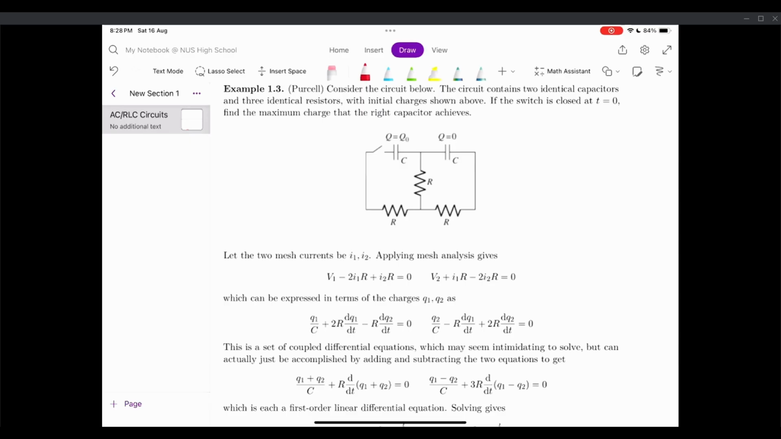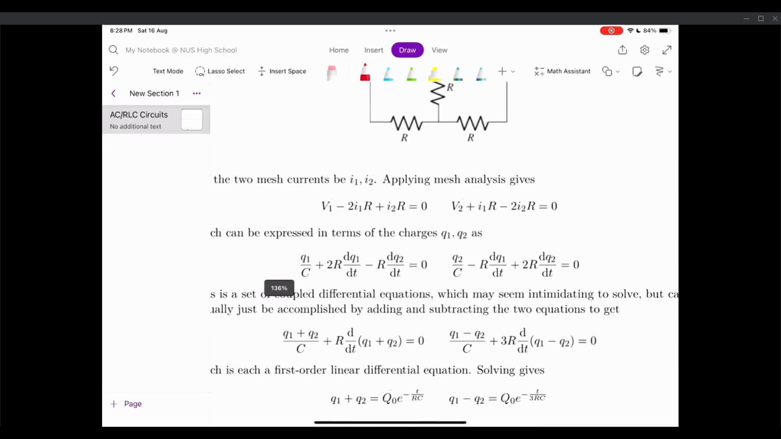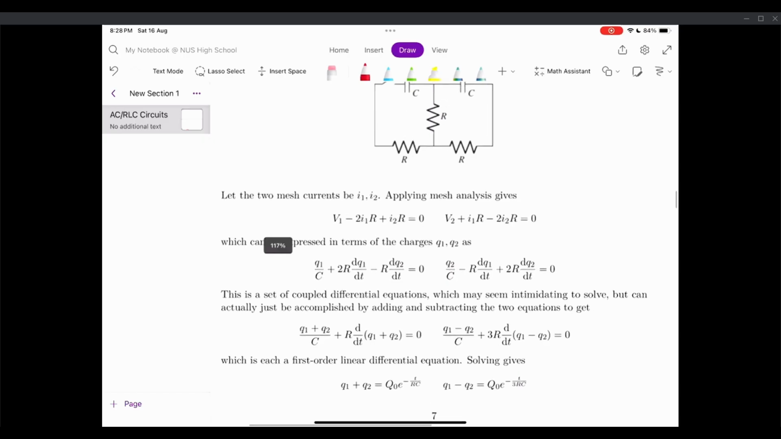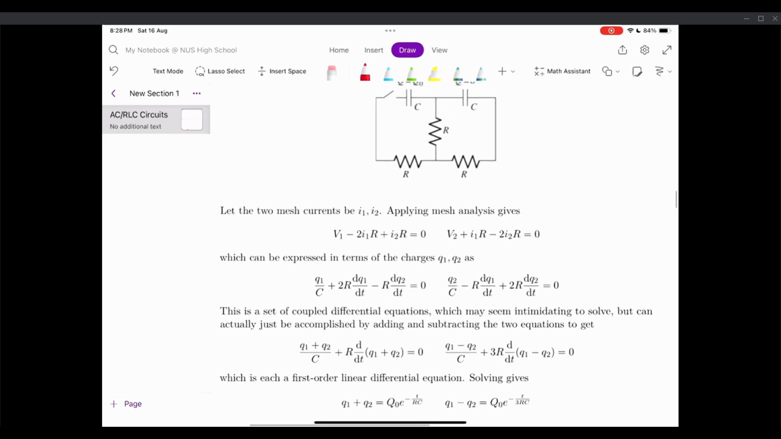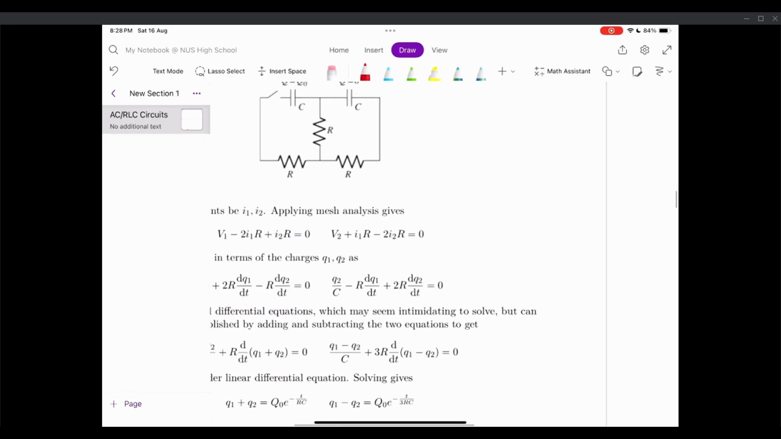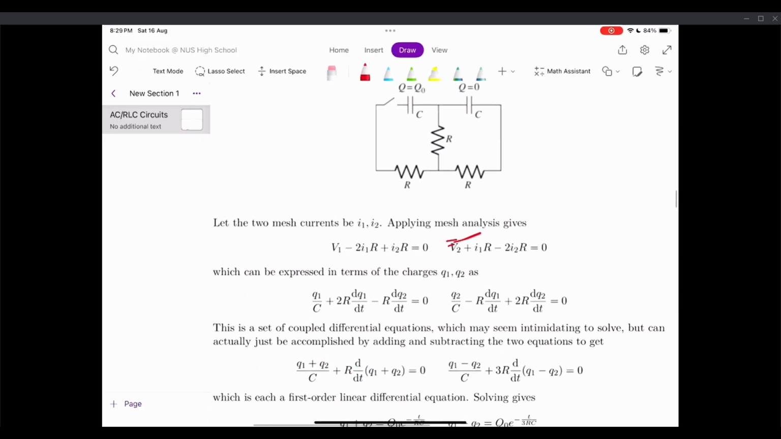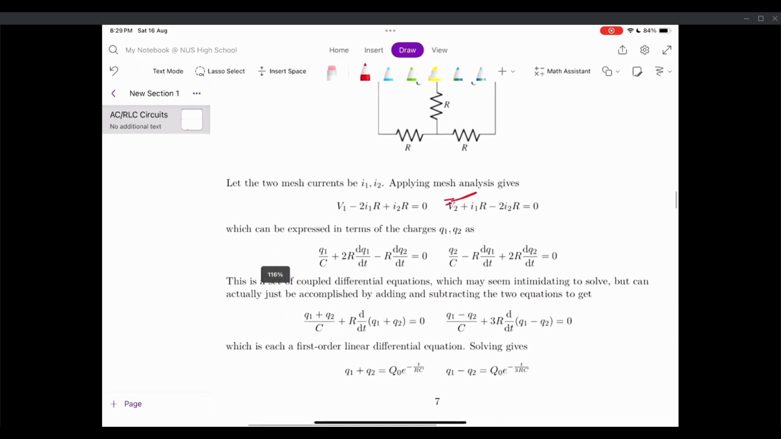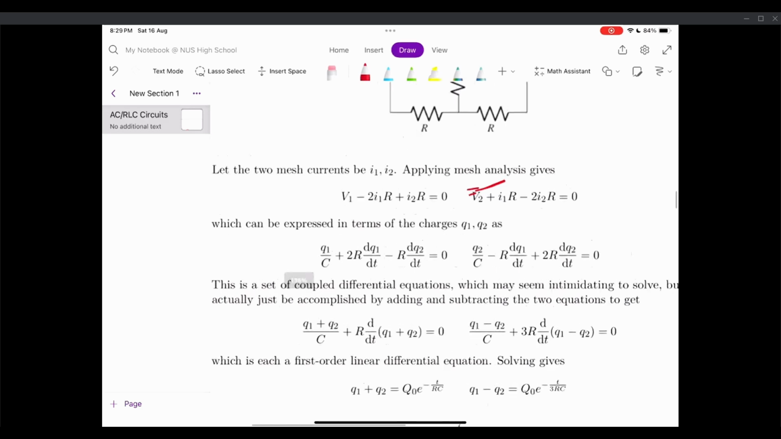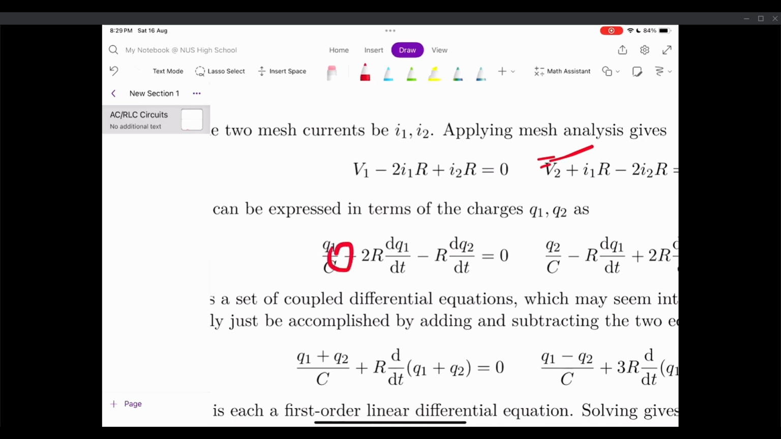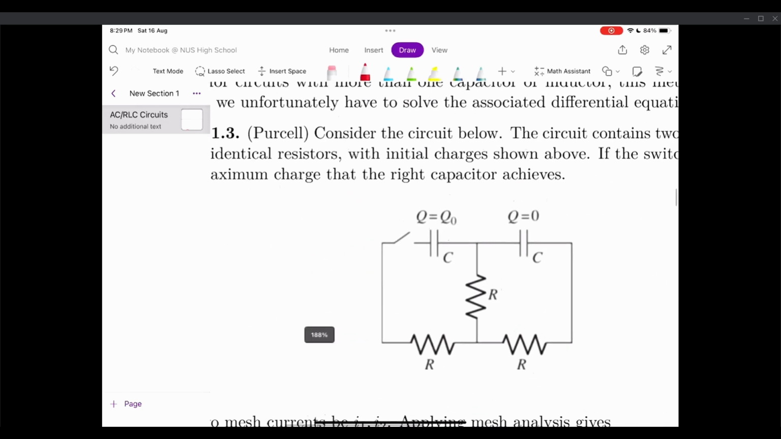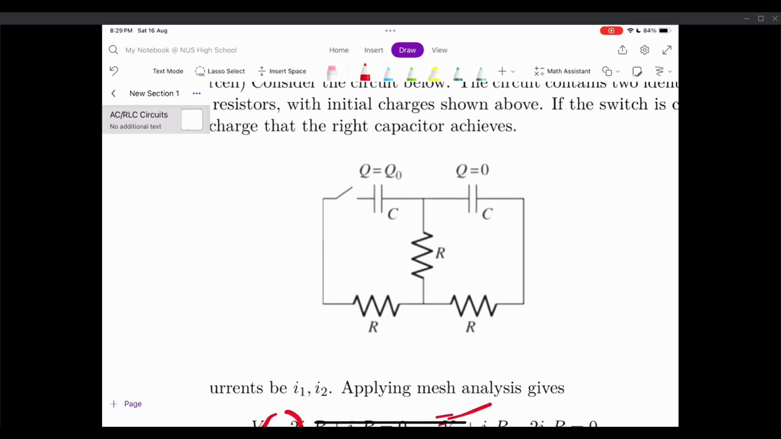All you do here is apply Kirchhoff's law, or mesh analysis in this case. You apply mesh analysis and you get this, and you can express it in terms of the charges like this. Someone asked me why this is positive while this is negative. The reason is the sign convention that we take.